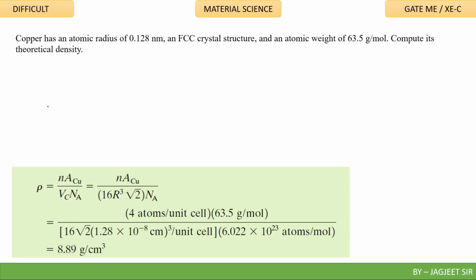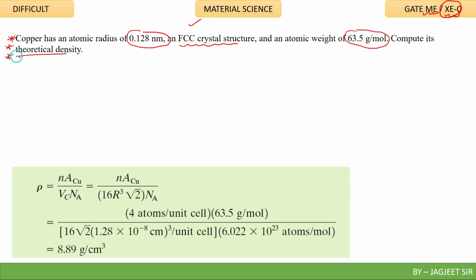So here you can see the category of questions is difficult type. The subject is material science, and this video is useful for GATE Mechanical as well as XC, more oriented toward XC I can say. Now in this question, the question as well as solution is given. This is the most important type of question that can be framed from the basics of material science: copper has an atomic radius of 0.128 nanometer, an FCC crystal structure, and an atomic weight of 63.5 gram per mole.